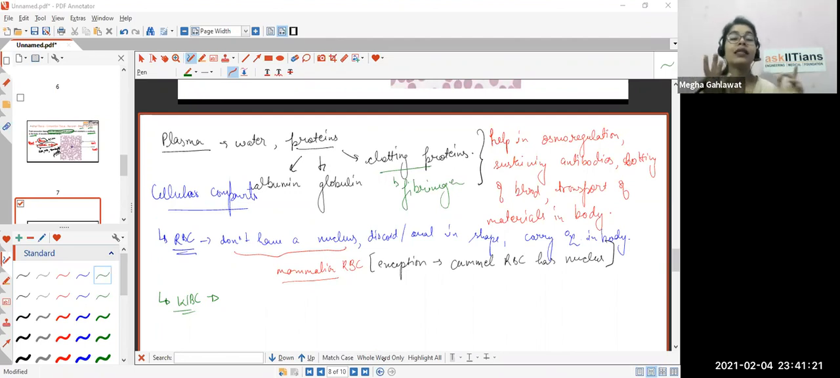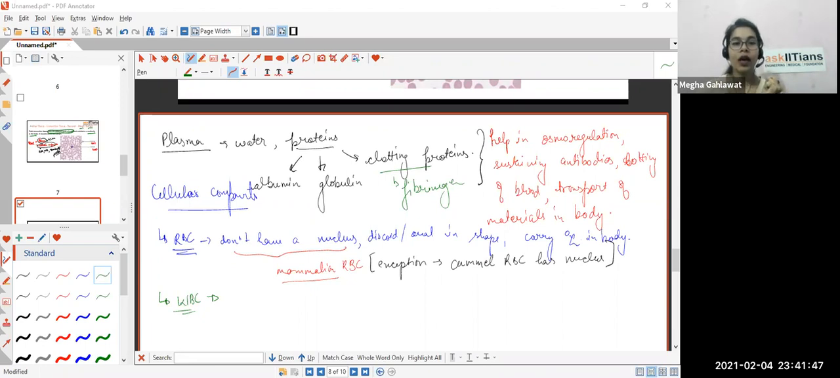Now, these cells are nucleated, very active, and have an irregular, amoeboid shape. Why? So they can squeeze through the smallest of spaces and kill all the pathogens. Apart from that, these cells are phagocytic. Phagocytic means they engulf the entire pathogen and kill it by eating it.